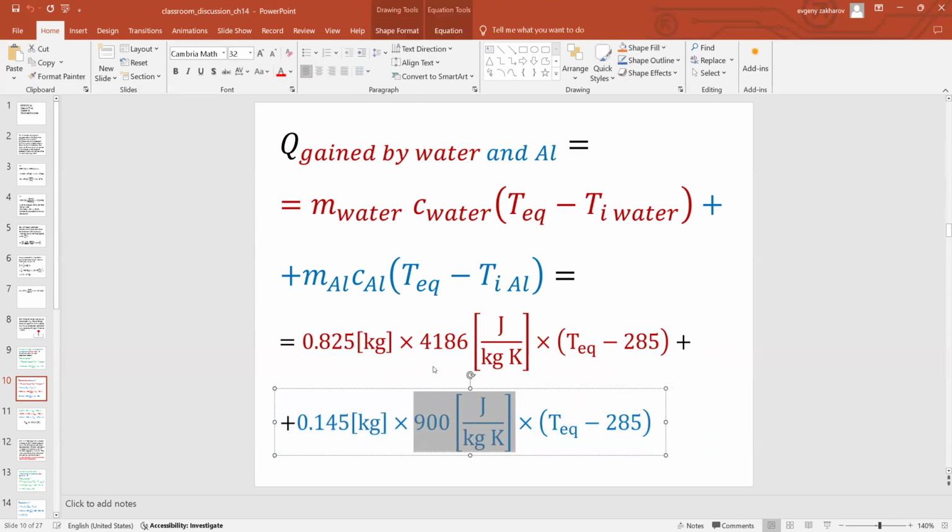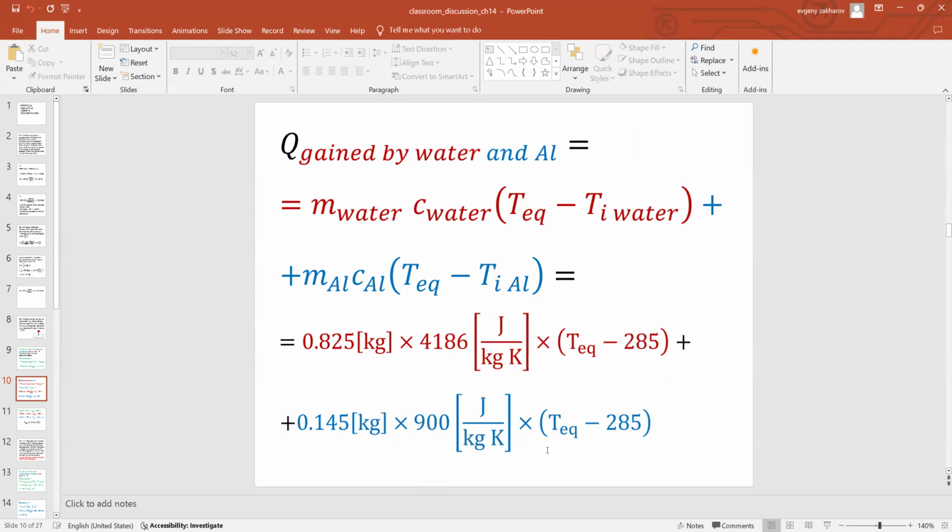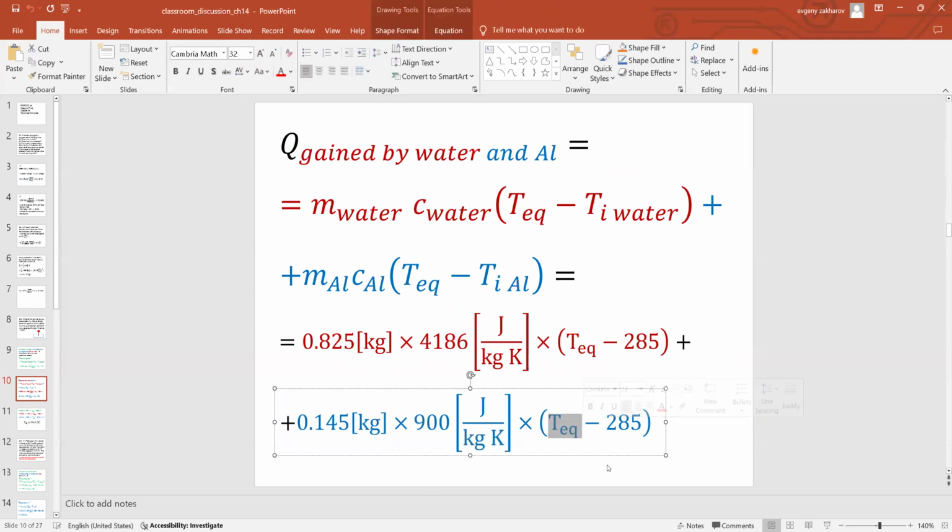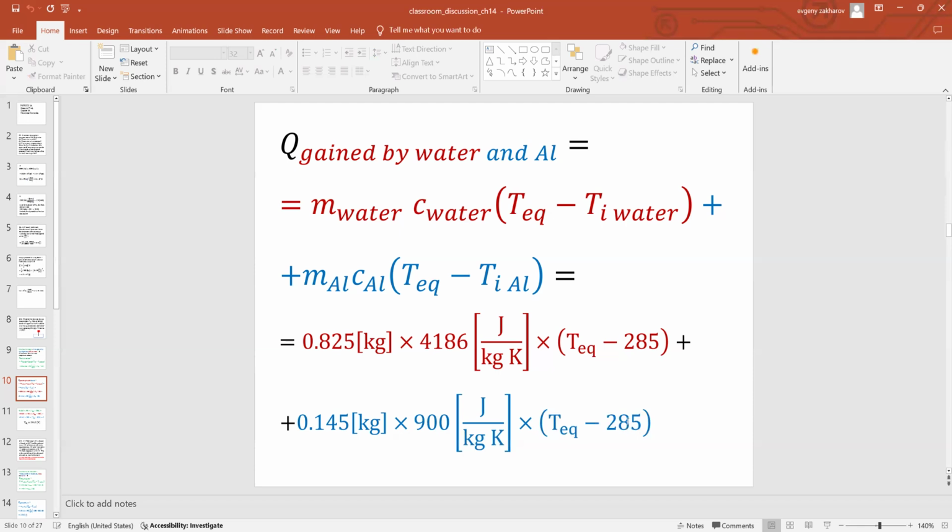Aluminum is 900 units from the table. The equilibrium temperature is the unknown, and it's also at the room temperature together with water. So the initial conditions for the calorimeter are the same as water. Water was at 12 degrees Celsius, which is 285 Kelvin, and the calorimeter is also 285 degrees Kelvin starting temperature, because it's 12 degrees Celsius.